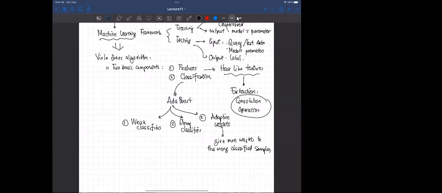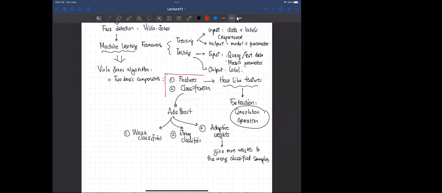What are these two? They are the main ingredients of Viola-Jones, but these two components alone will not make the algorithm real time. To make the face detection real time, what do you need to do then? There are two more: the third and the fourth components of Viola-Jones. What are these two?